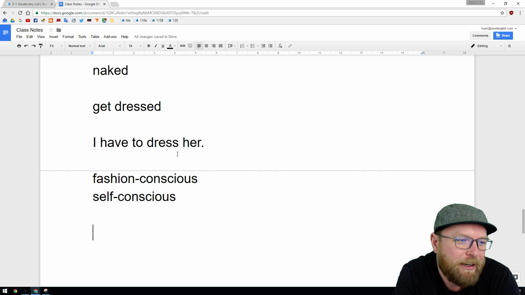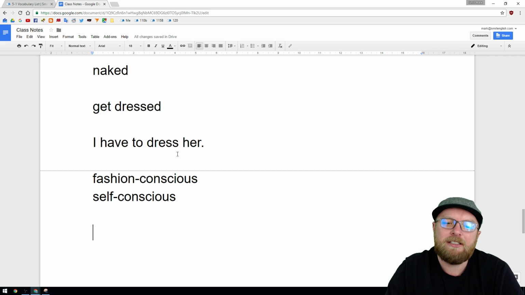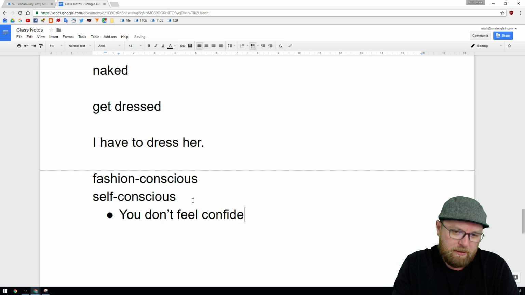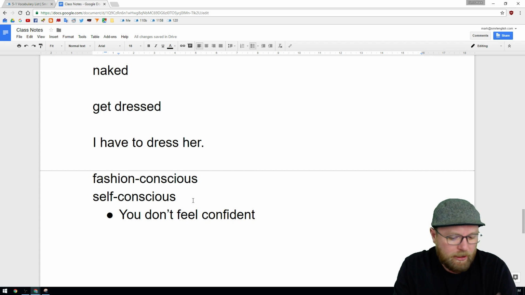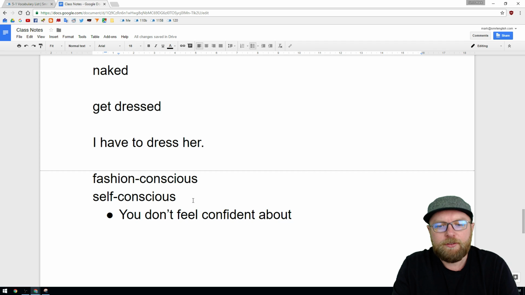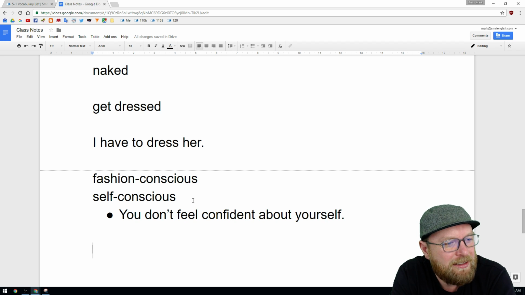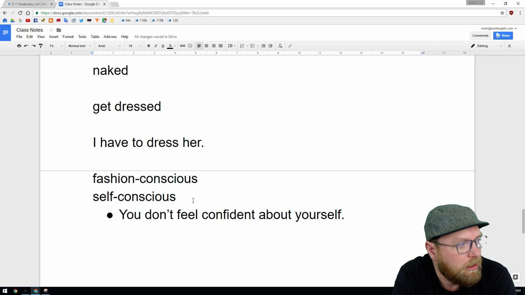Self-conscious, it's actually kind of a negative meaning. It means you think a lot about yourself, and actually it means, what does it mean, guys, self-conscious? It means you don't feel confident. You don't feel strong about yourself. Okay? You're self-conscious. You don't feel confident about yourself, right? So when you speak and you always think, oh man, did I say something stupid? I'm very self-conscious.